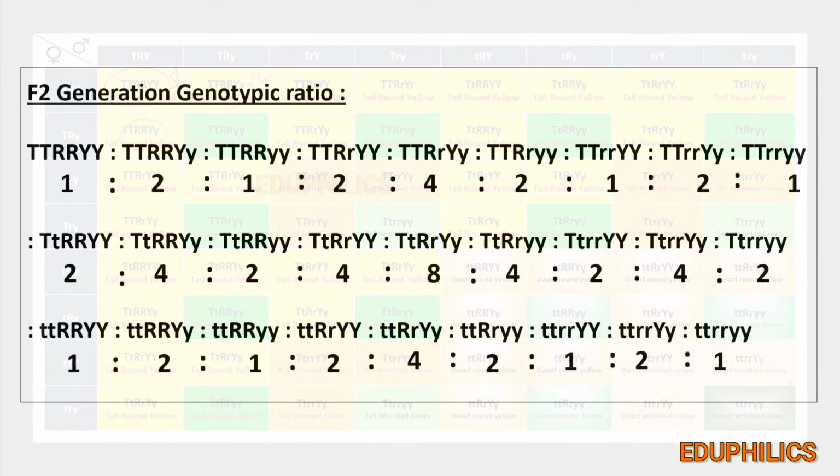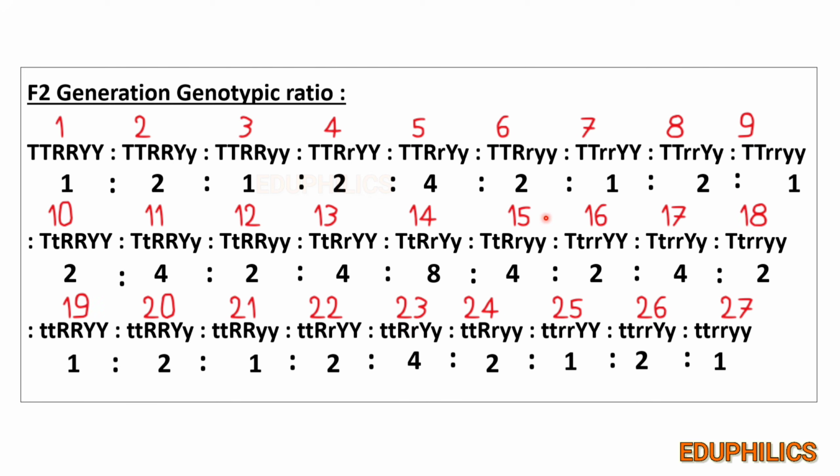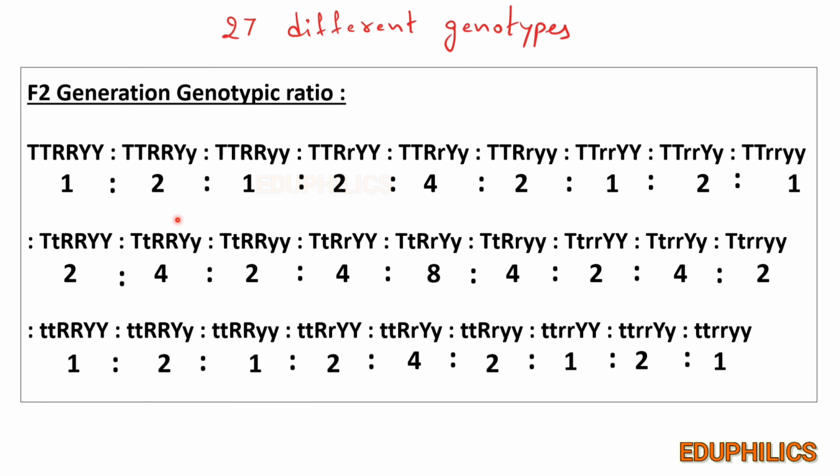Let's look at the genotypic ratio. Let's first count the number of different genotypes formed. You see that there are 27 different genotypes formed. Did you remember how many different phenotypes were formed in F2 generation? They are just 8. But the number of different genotypes are 27. Counting all these genotypes and writing the ratio definitely takes a lot of time. Please write this cross later after watching this video and then count the genotypic ratio.